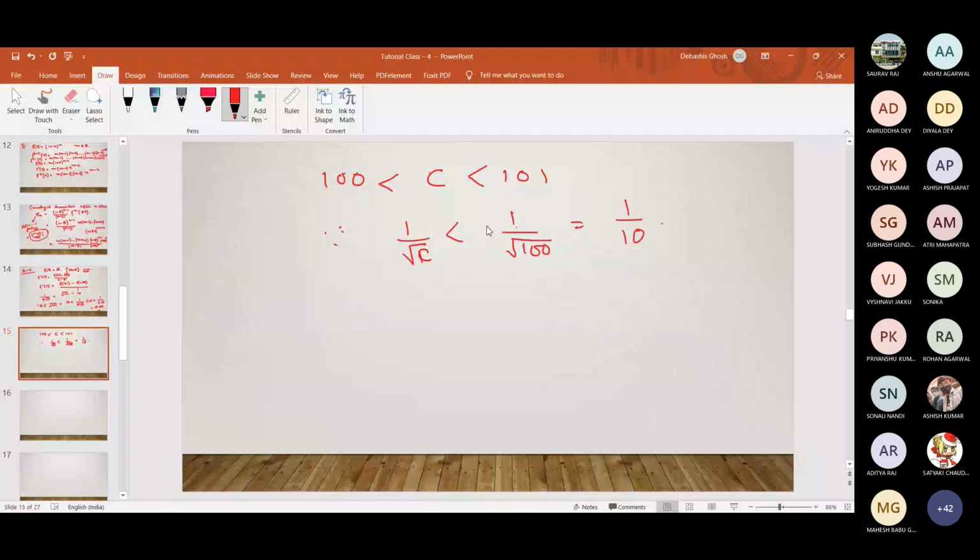Next one. Gamma 7 by 2. We have to break it into the fraction. That fractional part gives you 5 by 2 gamma 5 by 2. So gamma 5 by 2 now comes to 3 by 2 gamma 3 by 2. 3 by 2 gives you half gamma half, and gamma half gives you root pi. Then you can find it.